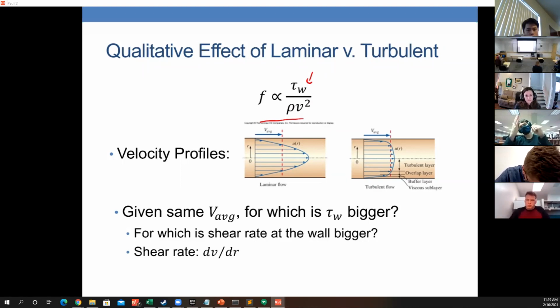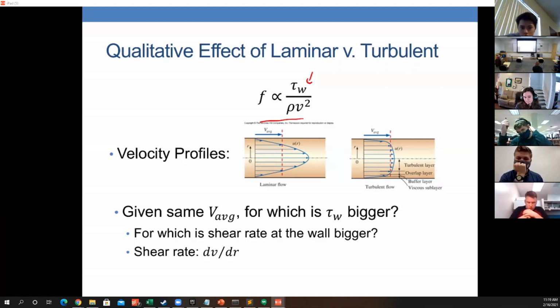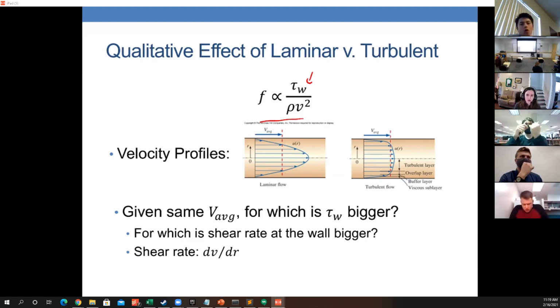Rankin, you were right. So for which of these profiles, Rankin, do you think the shear stress will be bigger at the wall? Which do you think will have a higher shear rate at the wall? The one on the left. The one on the left, why do you think that? Oh, I thought there was a greater change in velocity, but wait, at the wall. What do you mean by that? Yeah, at the wall. We're looking at how big the change in velocity is per r at the wall. So which of these do you think has a bigger change in velocity at the wall? Yeah, it would be the one on the right. The one on the right.